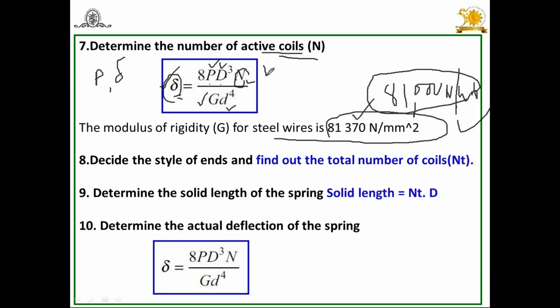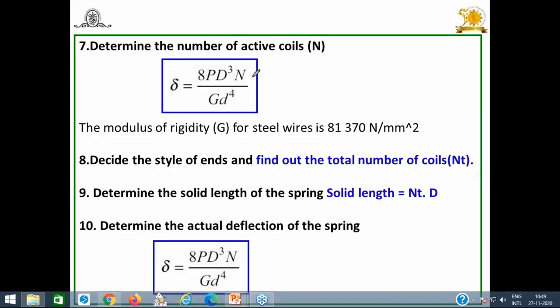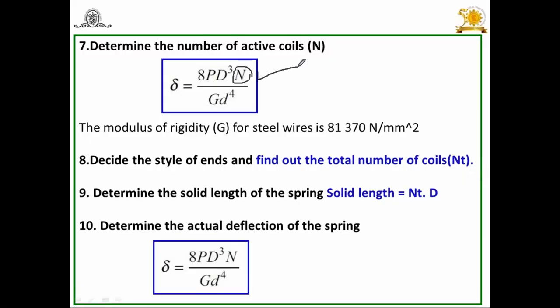Then you can easily find out the active terms or active coils here. So by using this load deflection, you will get N. Try to understand what you will get, N. Once you get N, then what do you have to do? You have to decide the style of ends.